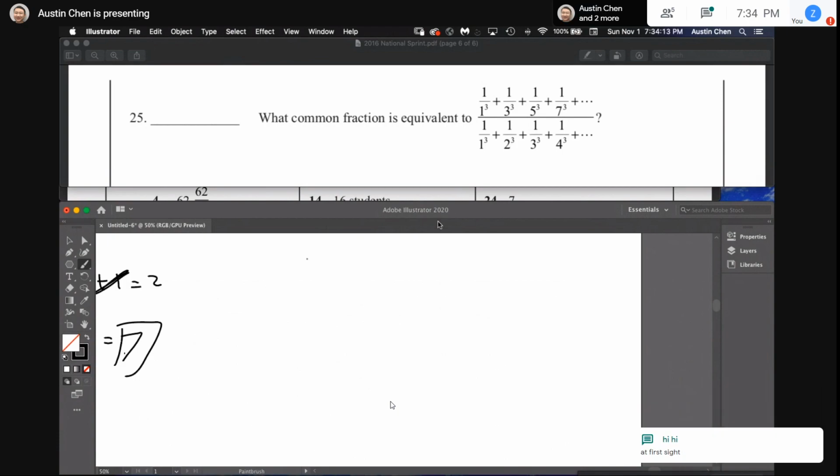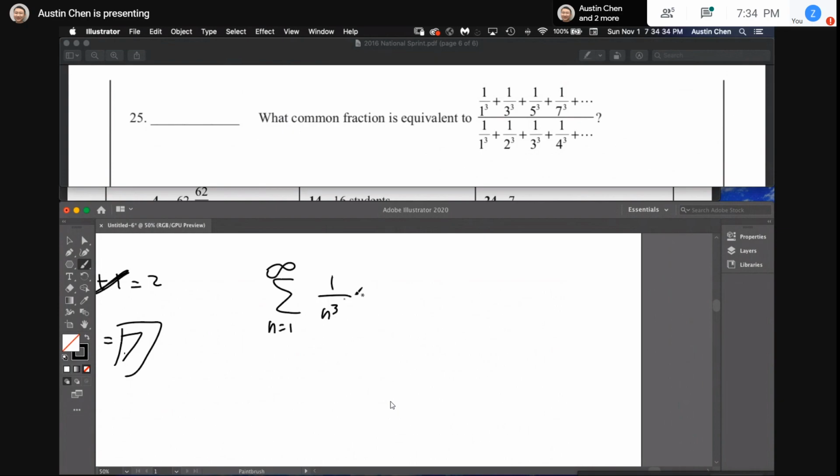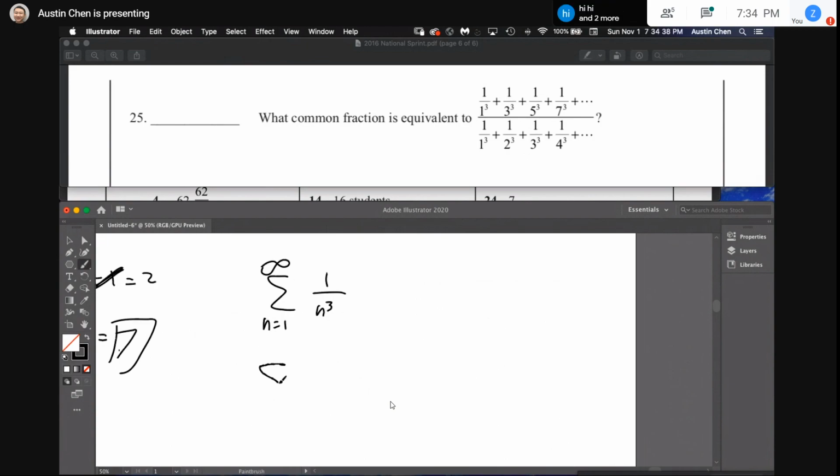All right. So what are we gonna do here? One thing we can do is generalize the sums of each of these. And what do I mean by that? I can say the sum of this is the sum of n equals 1 to infinity of 1 over n cubed. And I can say that the sum of this is the sum of n equals 1 to infinity of 1 over (2n minus 1) cubed.